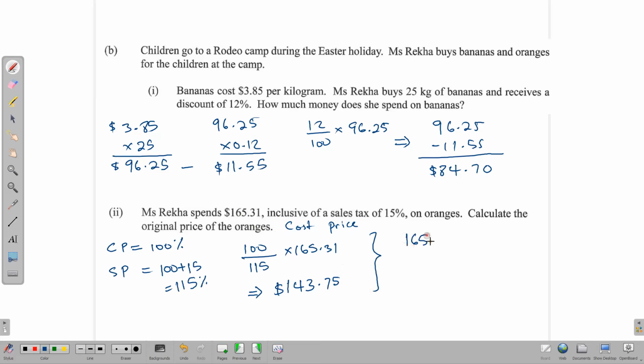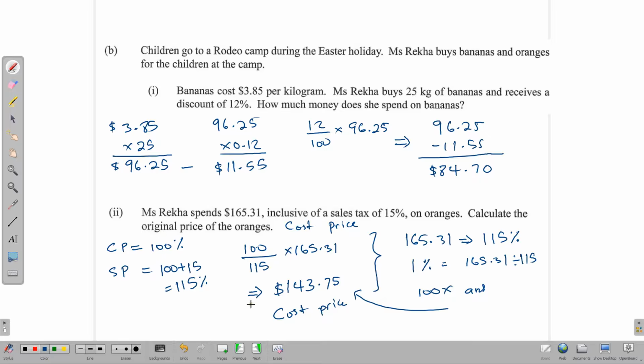There's an alternate way to do this, which is to say, okay, $165.31 represents 115%. And then your aim now is to find 1%. 1% would be equal to 165.31 divided by 115. And then you multiply your answer, and it's going to lead you back to this result here, $143.75. So this is equal to 115%. Find 1%, and having found 1% using your calculator, you go ahead and multiply by 100 to find out what the 100% is, which is the cost price, which is the original price, as the question calls it.